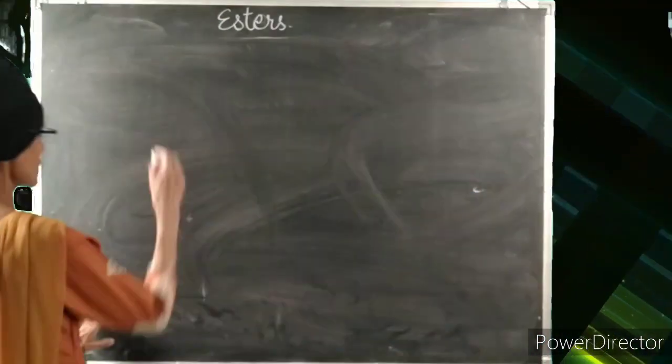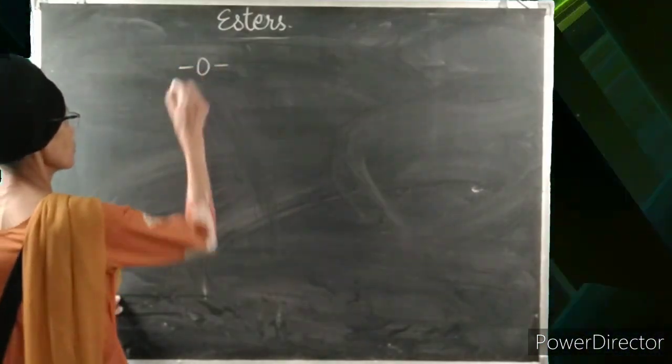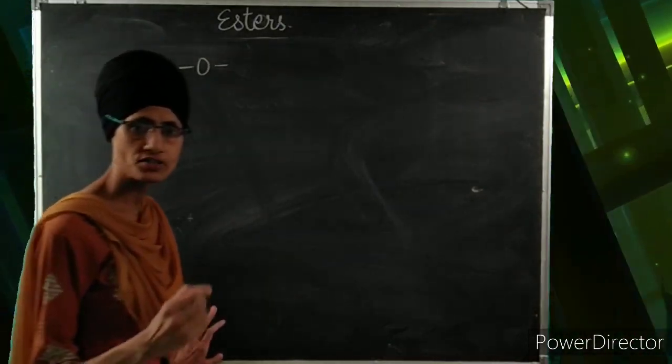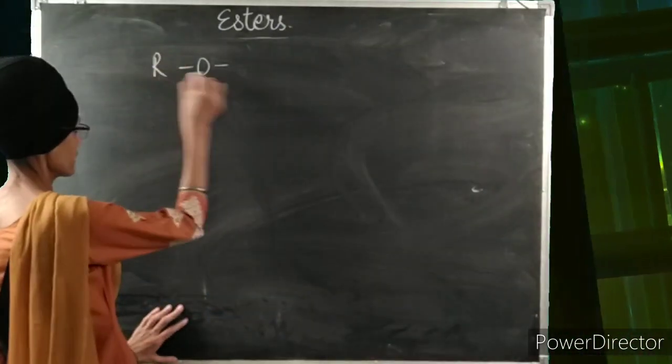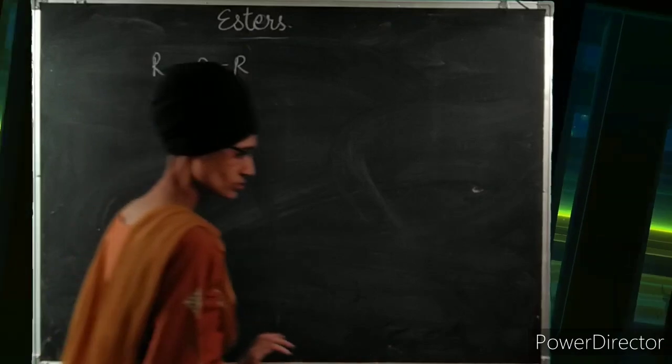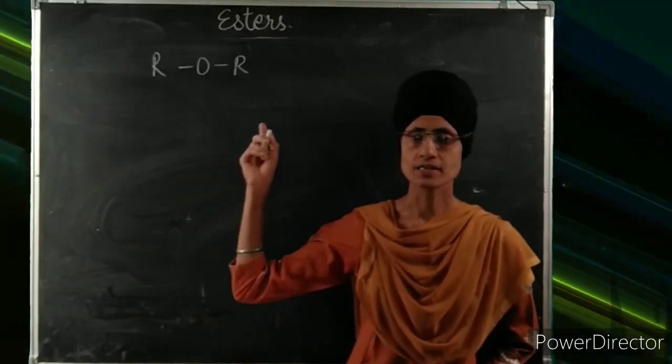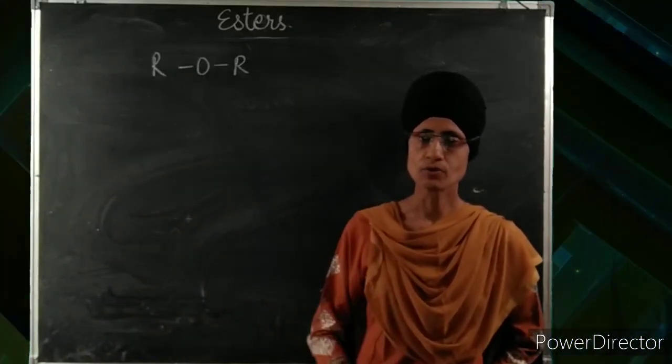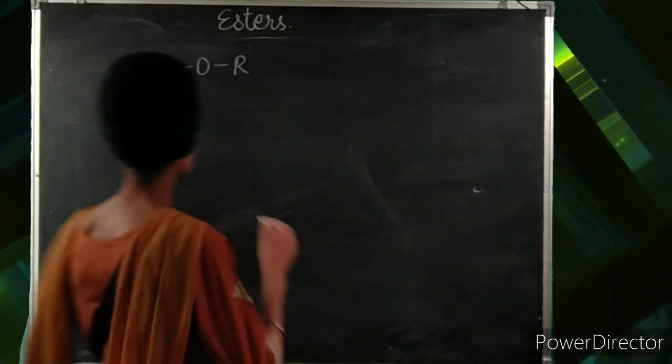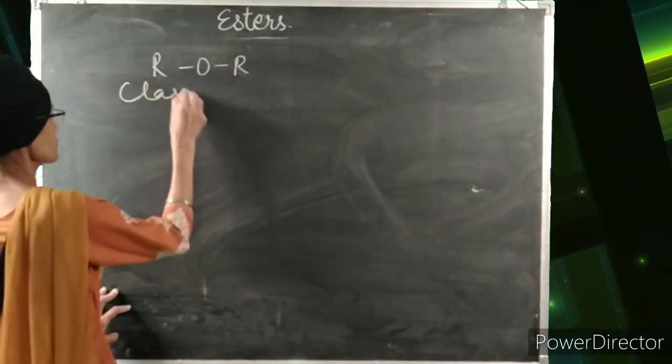Ethers are those compounds which have the functional group O, and on both sides of the oxygen atom alkyl groups are attached. So we can write ethers in general as ROR. First of all, we will do the classification of the ethers. So let us discuss the classification of ethers.